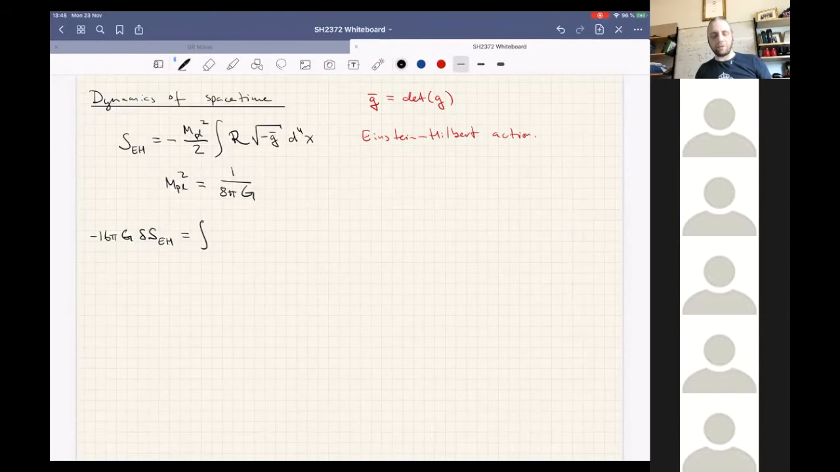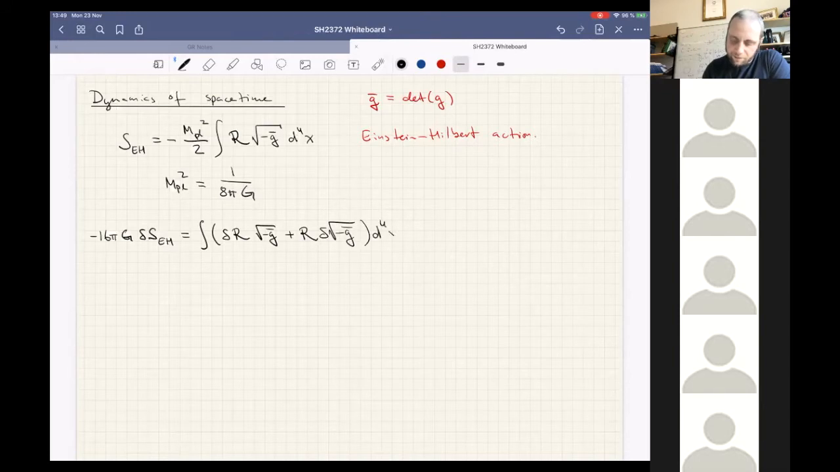So I have this integral left, and then I have two terms in the integral, which a priori I'm going to vary, which means that I can just apply the product rule. So I get here the variation of the Ricci scalar multiplied by the square root of minus the determinant of the metric, plus another term where I have the Ricci scalar and I multiply it by the variation of the square root of minus g. And then the same thing, d4x.